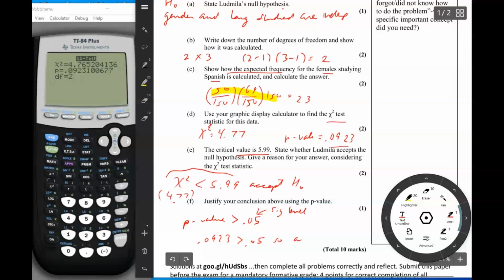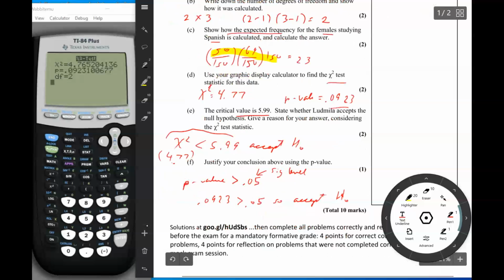So I accept the null hypothesis. Remember that the p-value is kind of the opposite of the chi-squared value. When the chi-squared value is small, you accept the null hypothesis. When it's large, you reject the null hypothesis. It's the opposite for the p-value. So when the p-value is large, you accept the null hypothesis. When the p-value is small, you reject the null hypothesis.